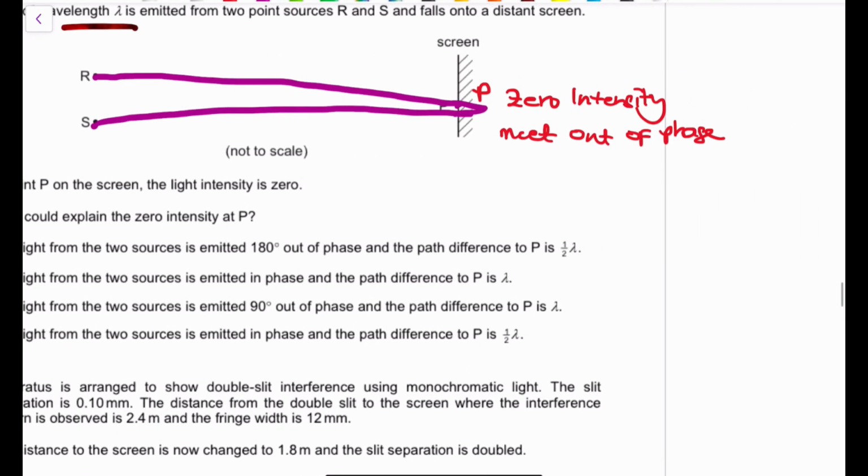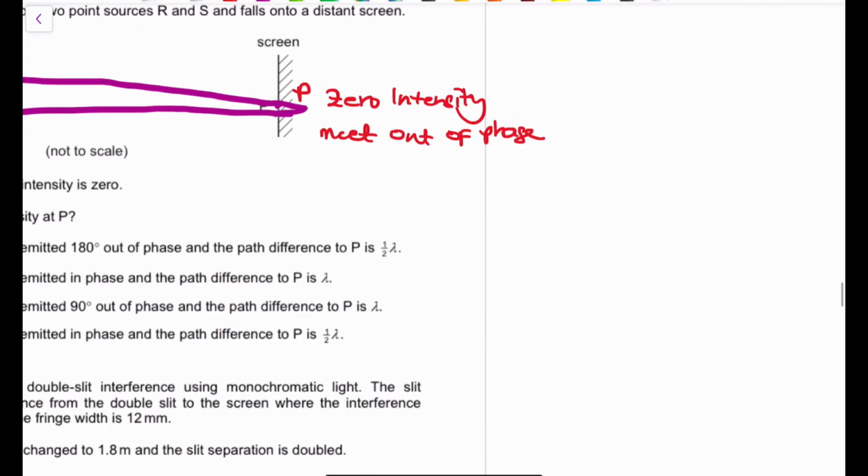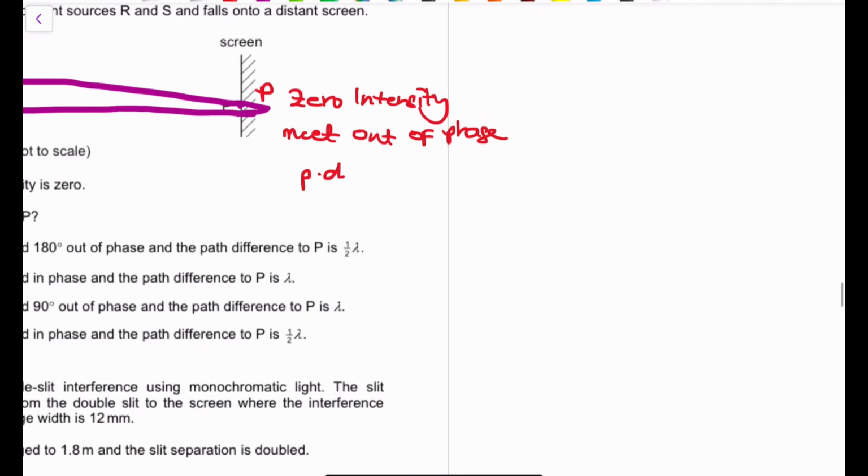So how do they meet out of phase? We have certain laws that we have to adhere to, because for out of phase, they have to have a path difference of (n + half) lambda, right? So what does it mean? If they differ by lambda, 2 lambda, 3 lambda, 4 lambda, they're going to have constructive interference. So they're going to meet in phase.